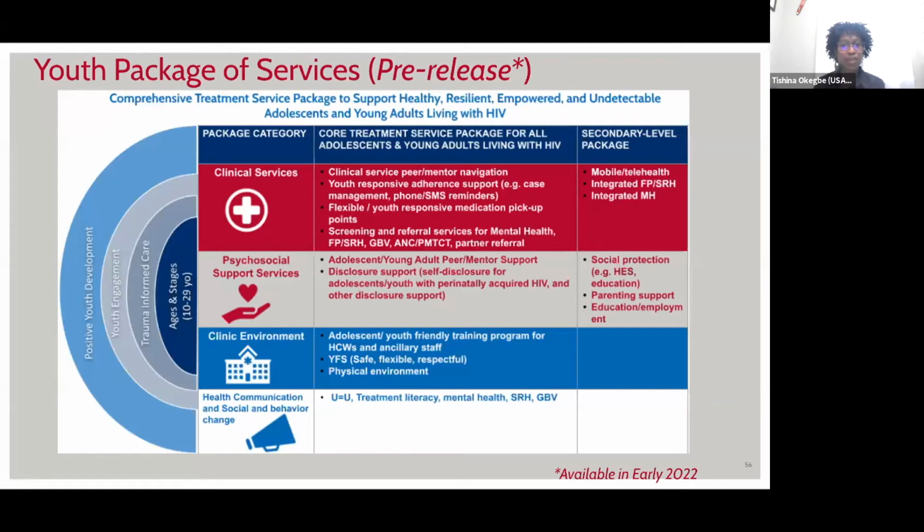This package of services was developed to support healthy, resilient, empowered, and undetectable adolescents and young adults. It outlines multiple evidence-based interventions that address key challenges that are faced by this population. So just to draw your attention to the graphic, the package is underpinned by 4 core guiding principles that you'll see to your left: positive youth development, or PYD, youth engagement, trauma-informed care, and ages and stages. The PYD approach is the underlying principle of USAID's Youth and Development Policy and aims to build the competencies, skills, and abilities of youth that they need to grow and flourish throughout life.